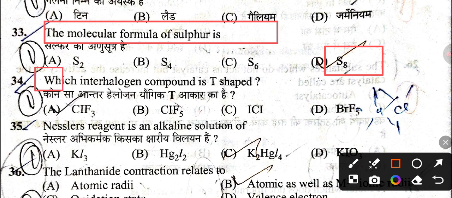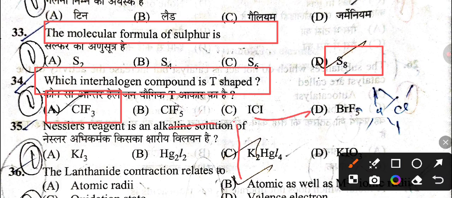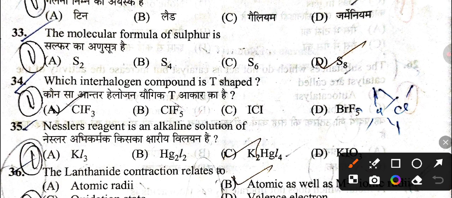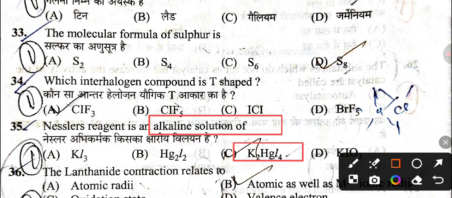Which interhalogen compound is T-shaped? So it is ClF3 with 3 bond pairs and 2 lone pairs of electrons. So it is a T-shaped molecule. Next, Nessler reagent is an alkaline solution of potassium tetraiodomercurate. Option number C is the right answer.